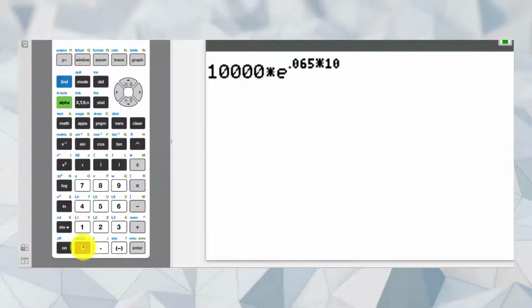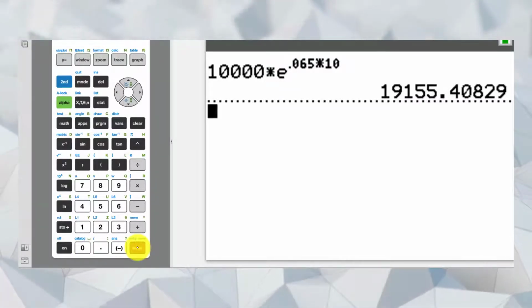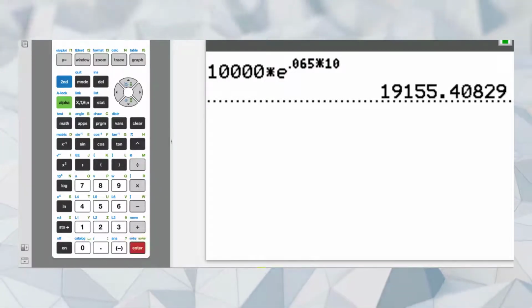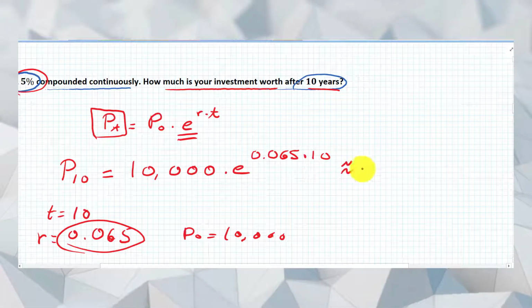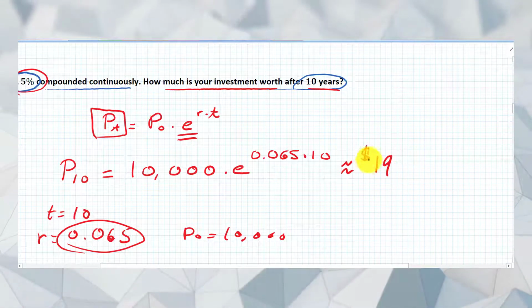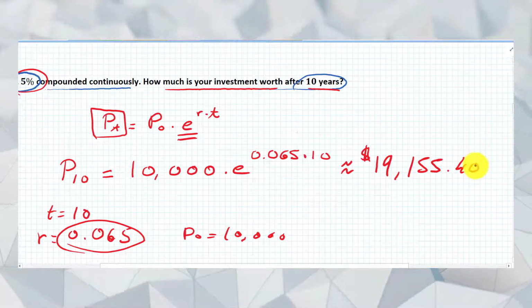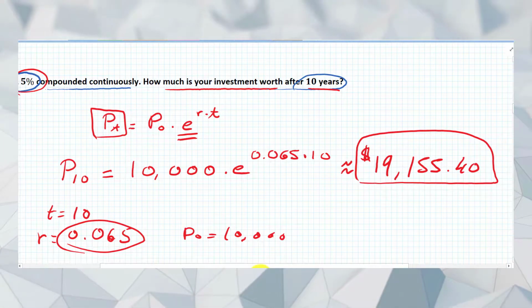So this is a future value. You know how to round it. So it is $19,155.40. Let's report that. So first of all, it's not an equality. It is about $19,155.40. Here we go. Answer to the first problem. Let's go over the second example.